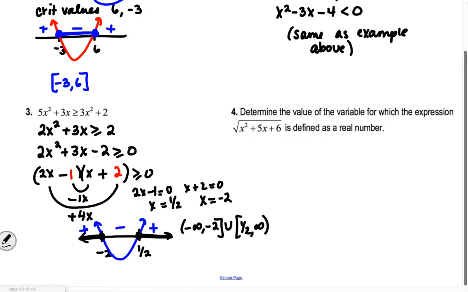All right, so don't be surprised if I ask you a question in a different way. So this next one is asked a little bit differently. It says determine the value of the variable for which the expression is defined as a real number.